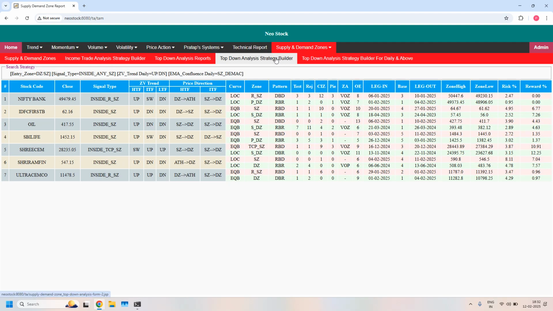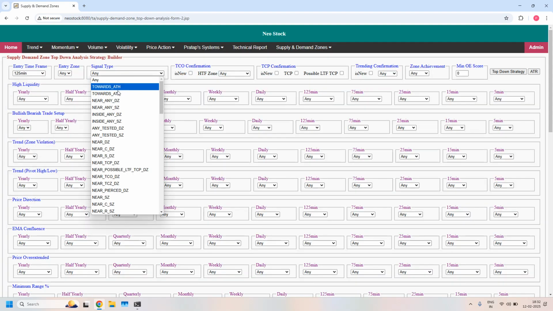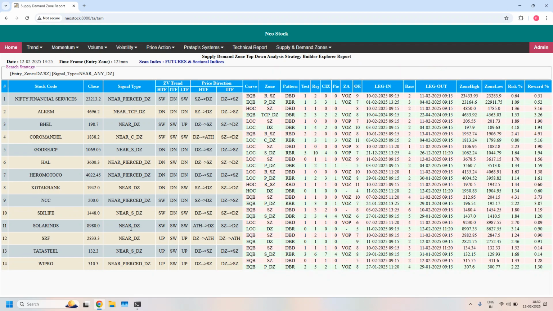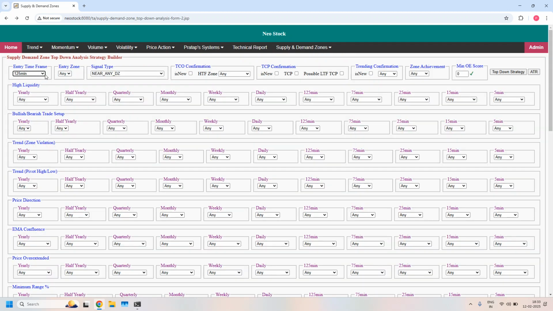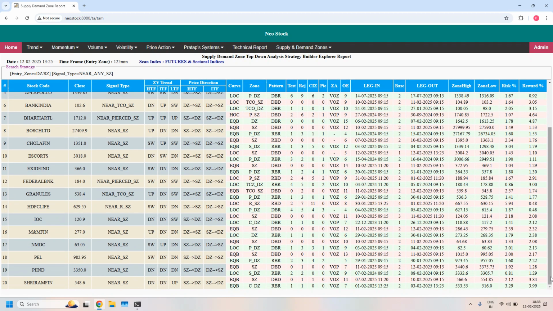Next time frame is 125 minutes. Stocks near 125 minutes demand zone. We got 14 stocks. Next 125 minutes time frame. Stocks near 125 minutes supply zone. We got 20 stocks. First 15 stocks in the list. Scrolling the list down.